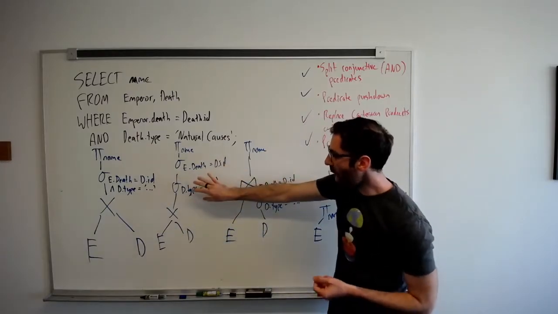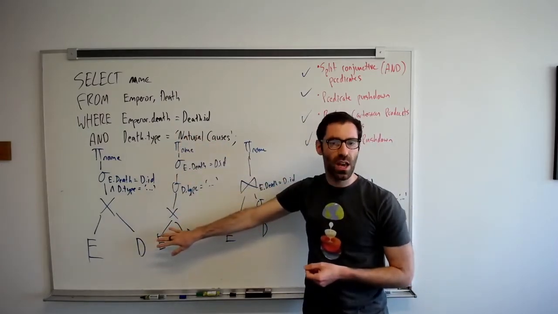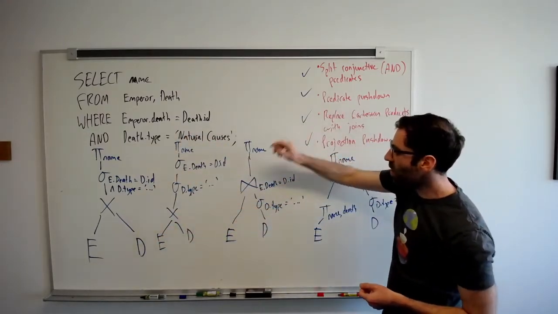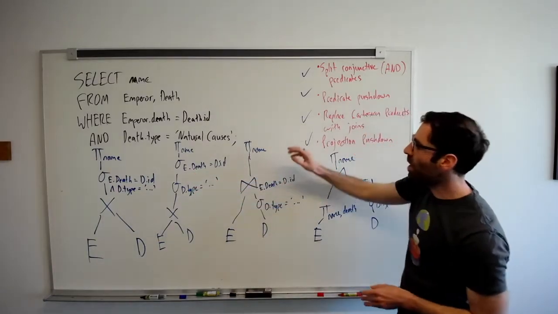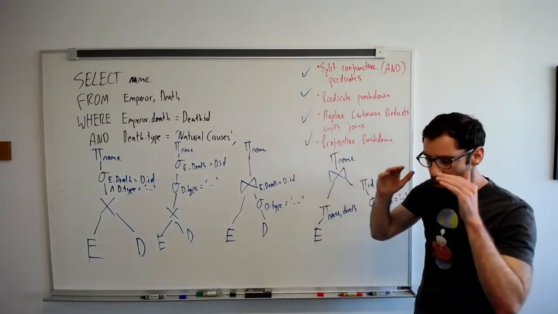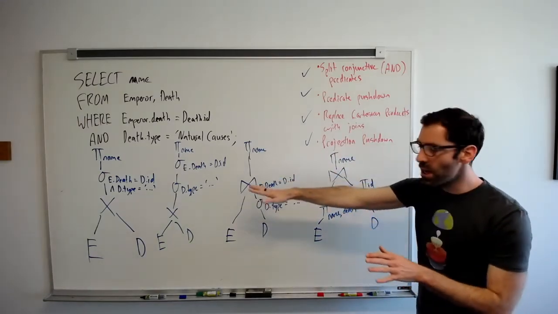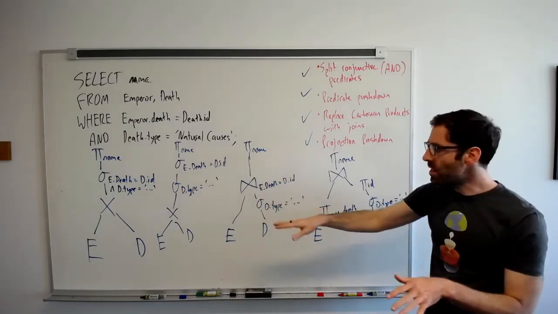All right, if we have predicates, we're going to move them down in the tree as far as we can. If we have a Cartesian product and a predicate, turn that into a join. If we have a projection, again, push that down. And at no point in any of this did we need to actually look at the data in the tables.